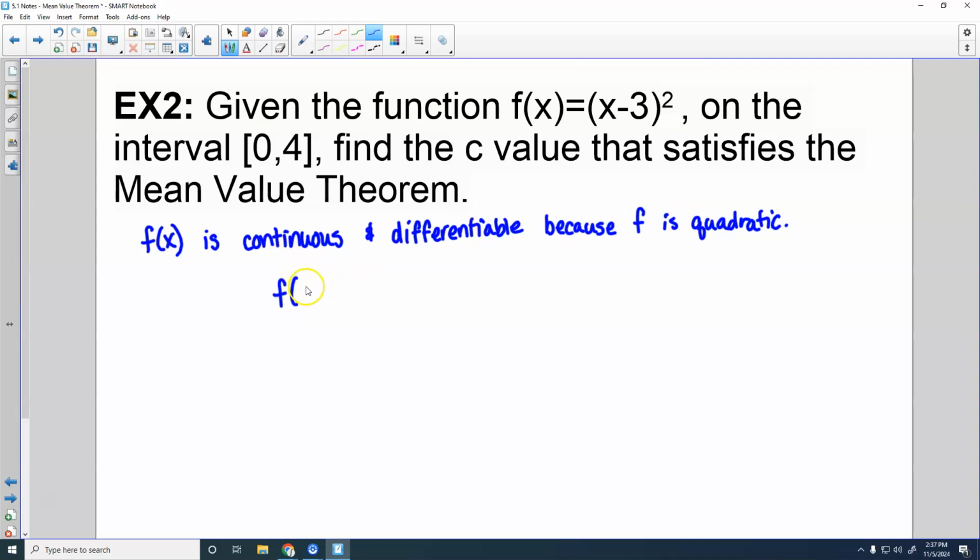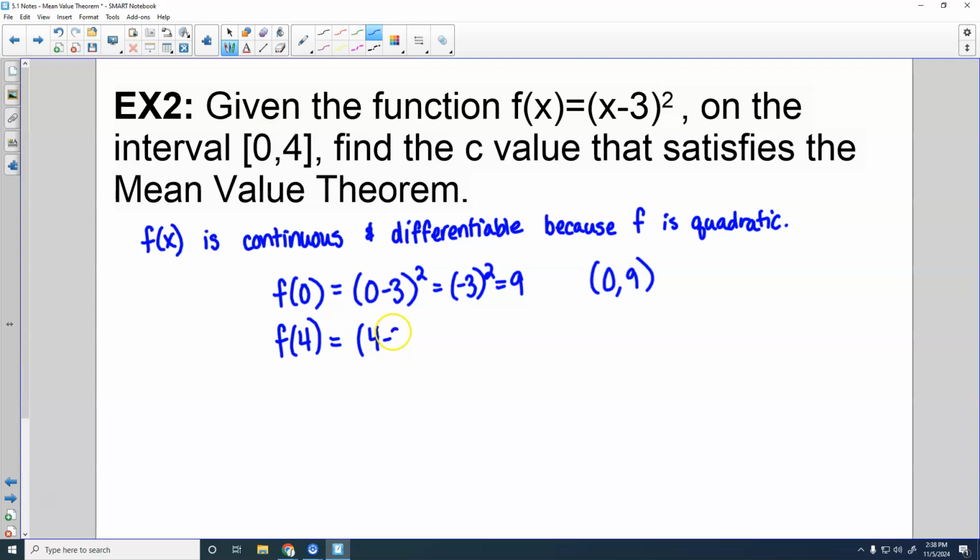So f of 0 would be (0 minus 3) squared, which would be negative 3 squared, which would be 9. So we've got the point (0, 9) as one of our endpoints. And we would do the same thing for 4. So (4 minus 3) squared would just be 1 squared, which gives 1. So we've got the point (4, 1). Those are the coordinates of our endpoints.